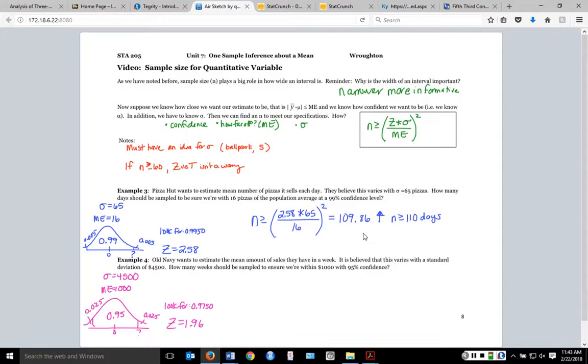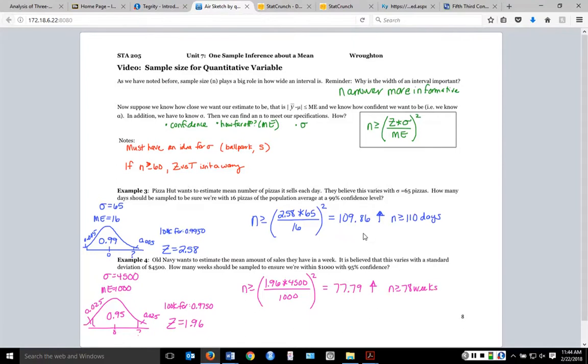Then I can plug those numbers into my formula. N is going to need to be at least as big as 1.96 times our $4,500, over a margin of error of 1,000, which gives me 77.79. So rounding that up to 78 weeks.